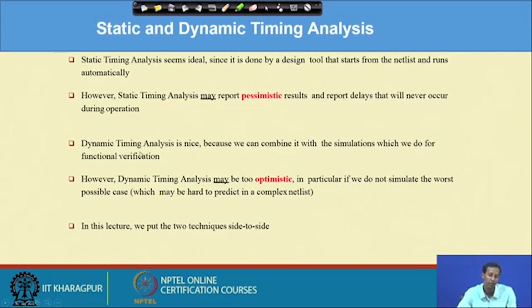So, dynamic timing analysis is very important, because we can combine it with the simulation which we do for the functional verification. Not only for functional verification, during testing whatever test vectors we give, those stimuli we can put in the simulation itself and then check the timing requirement for that particular design. However, dynamic timing analysis may be too optimistic, in particular if we do not simulate the worst possible case.